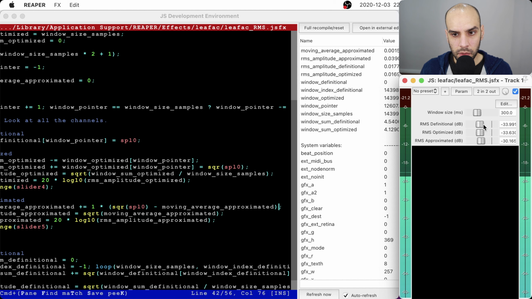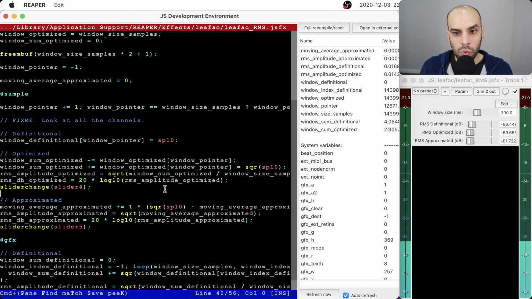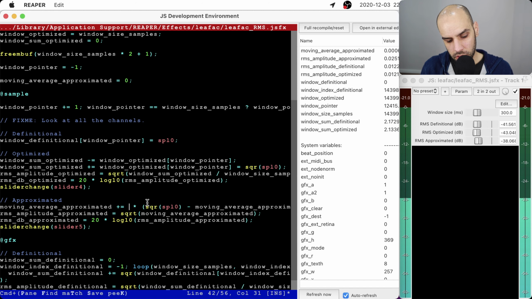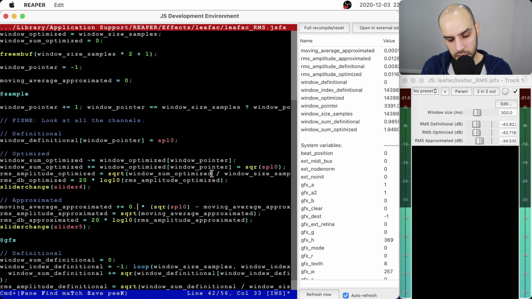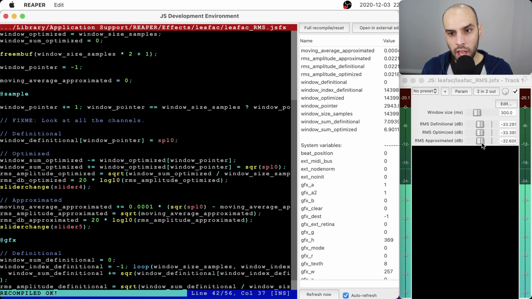Now we can see the meters moving along with the code that we are writing. So now what we are doing is still the same, but if we change this value to something like 0.5, then this starts to move more slowly. And if it's 0.1, it moves more slowly still. And if it's 0.001, then it starts to move very slowly.